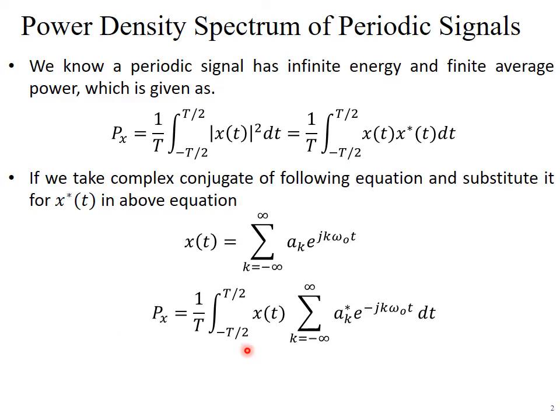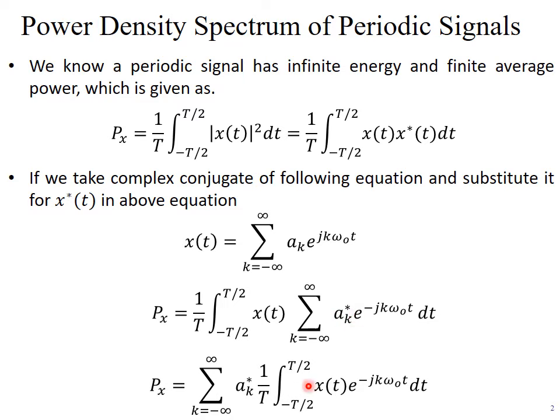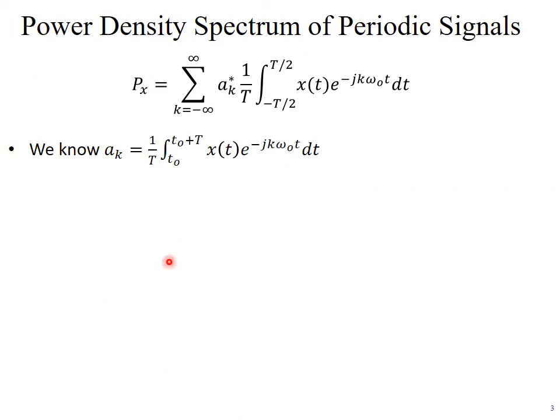Now you can see that x of t is a function of time, and e power minus j k omega naught t is also a function of time. However, the summation and a k do not depend upon time, so we can rearrange this equation, taking the summation and a k out of the integral. Now we know the integral of x of t into e power minus j k omega naught t is actually a k, which is the Fourier coefficient or spectral coefficient. So we can write a k instead of this integral.